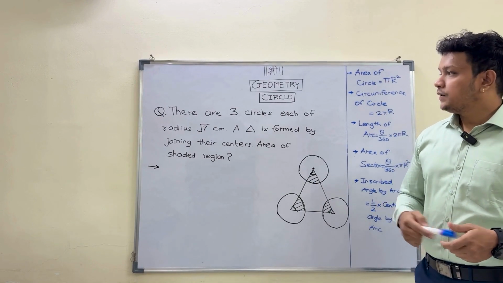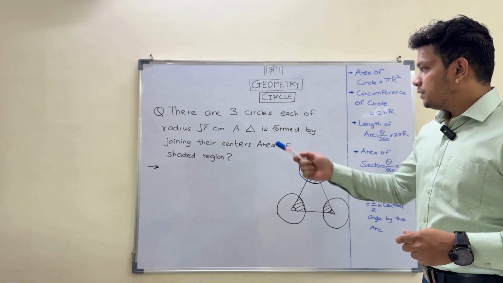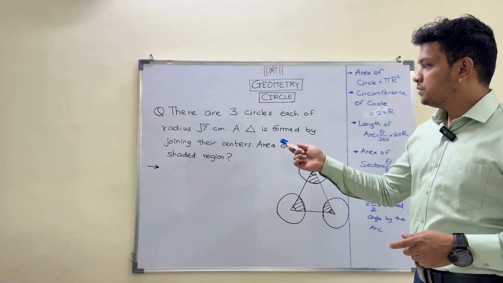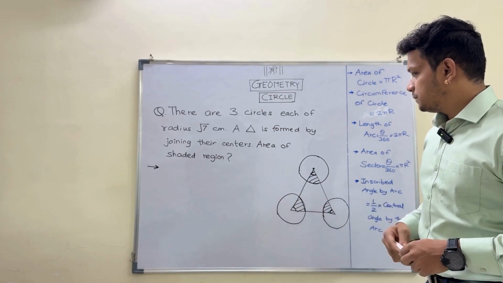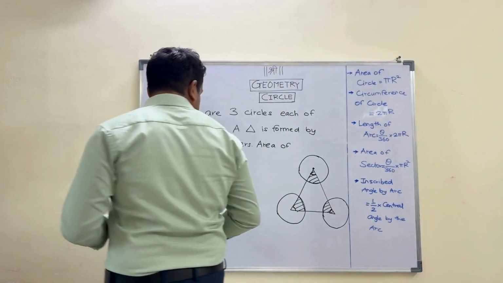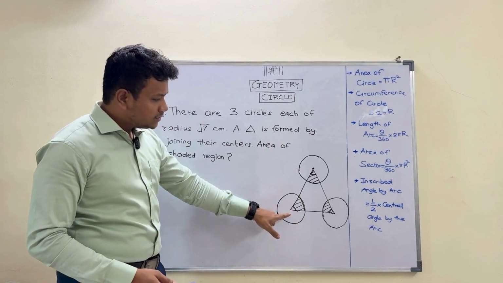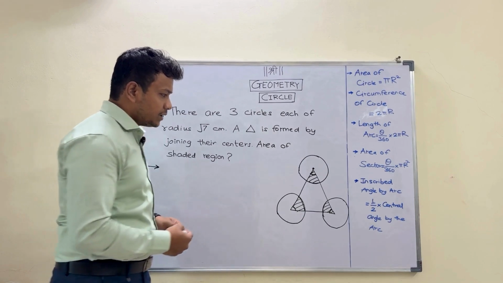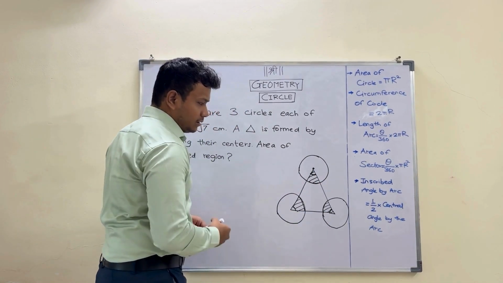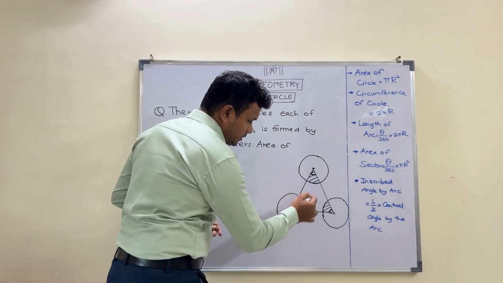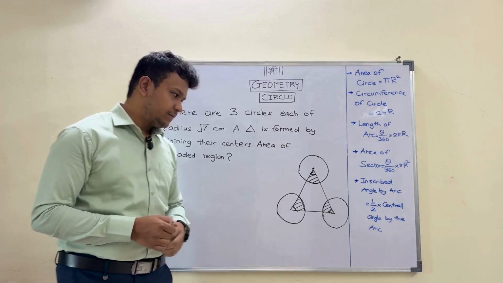In the question they have given there are 3 circles, each of radius root 7 centimeter. A triangle is formed by joining the centers of the circles. And they have asked what is the area of the shaded region, right? So in this diagram you can see there are 3 different circles and they have the radius of root 7 centimeters each. And you see centers are joined to form a triangle and they have given shaded area here, 3 shaded areas. They are asking what is the area of the shaded area.